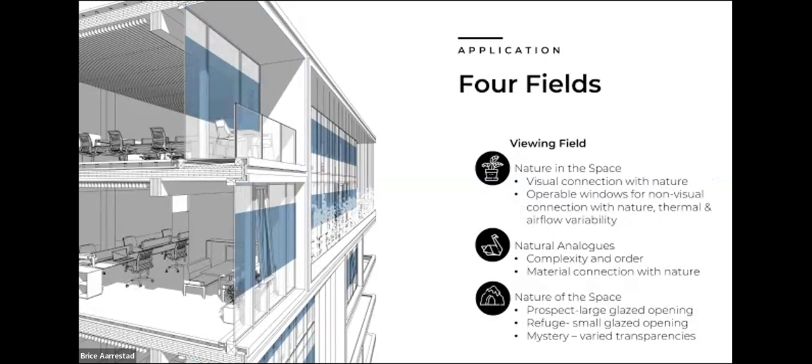In the viewing field, a few other options here with operable windows for non-visual connection with nature, getting that thermal and airflow variability. And then natural analogs, complexity and order. Maybe you're taking the arrangement of your facade elements and doing a Fibonacci sequence or something that evokes the complexity and order found in nature. Another application might be mystery, so varying the transparencies of these assemblies to evoke mystery within the space.